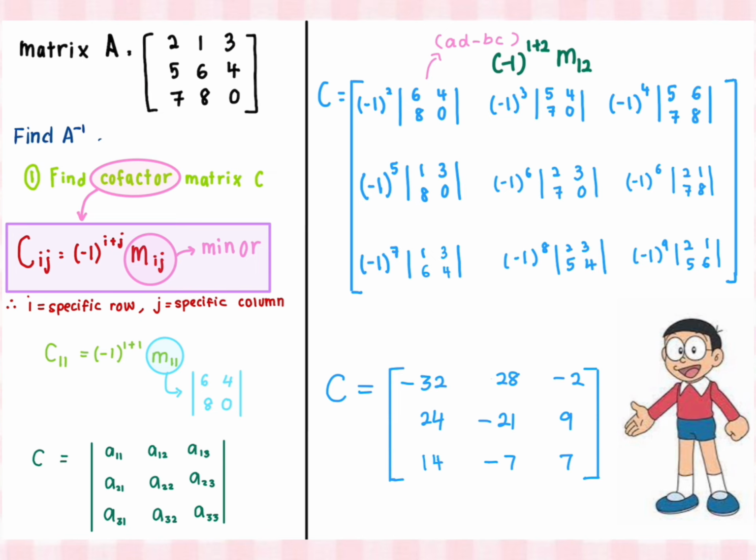We will apply the same step to find the other components. As we find all of the components, we need to calculate each one. How to calculate it? We just use the common 2 by 2 matrix formula, which is AD minus BC. We substitute the values into this formula. As we substitute, we need to multiply by -1 to the power of 2. And we will get the answer -32. The same step applies to the other components. And then you will get an answer like this as your cofactor.